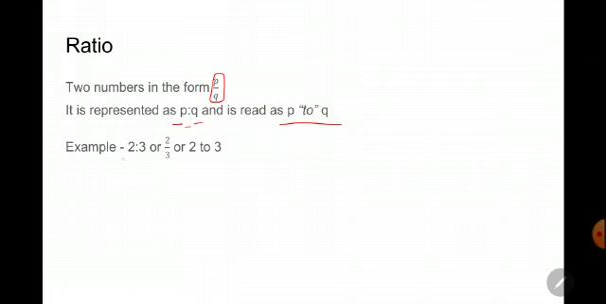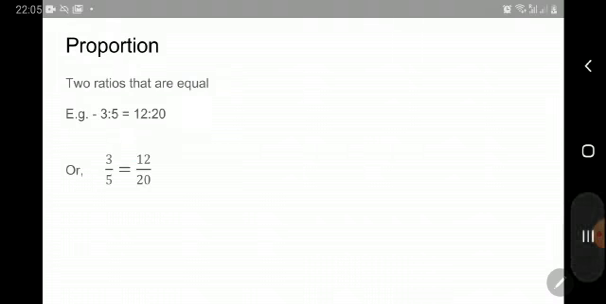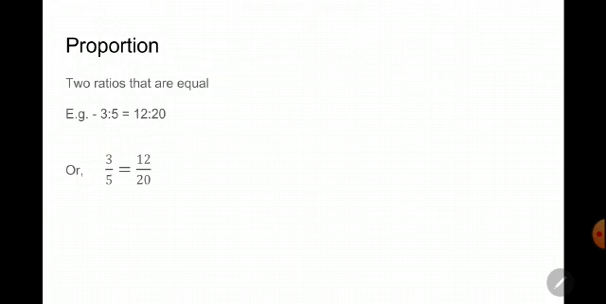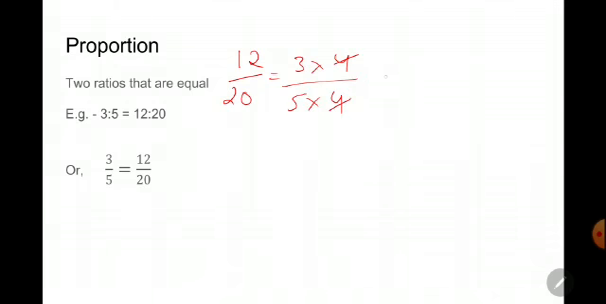For example, here 2 colon 3 is nothing but 2 divided by 3 or 2/3 and is read as 2 to 3. Now let's next take a look at a special case of ratios, proportion. A proportion is nothing but two ratios that are equal. Let's take the example of 12 by 20, which can be written as 3 into 4 and 5 into 4. 4 cancels, leaving out 3 by 5. Therefore these two ratios are equal.